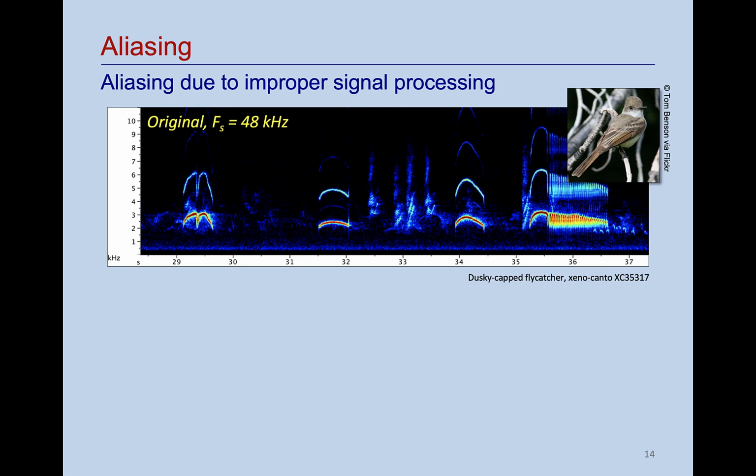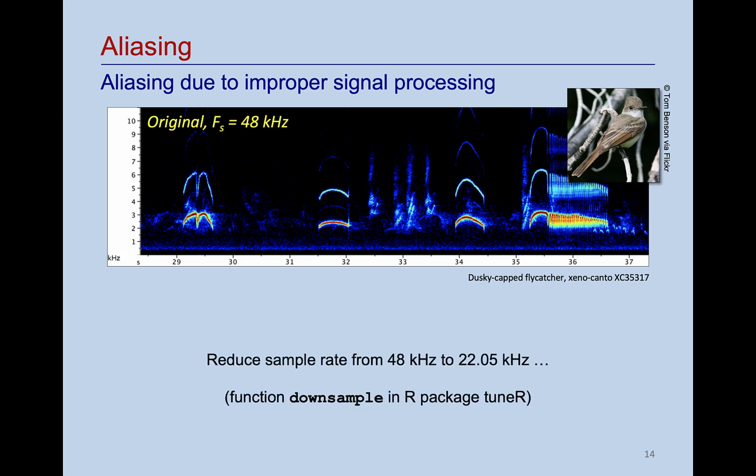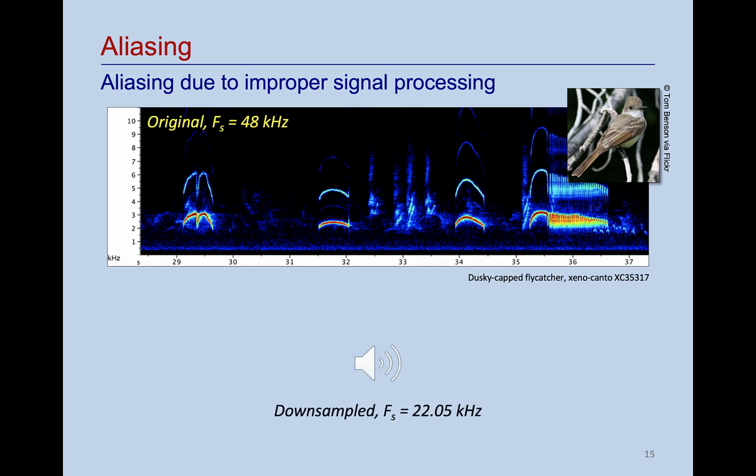So they decided to downsample the recordings that were originally made at 48 kHz to a sample rate of 22.05 kHz so that all the recordings would be comparable. They did a little Googling around to look for ways to convert sampling rates of audio recordings and discovered a function called downsample in the R package tuneR. So they used this package to create new recordings with a sample rate of 22.05 kilohertz from the original 48 kilohertz recordings. And this is what they got.